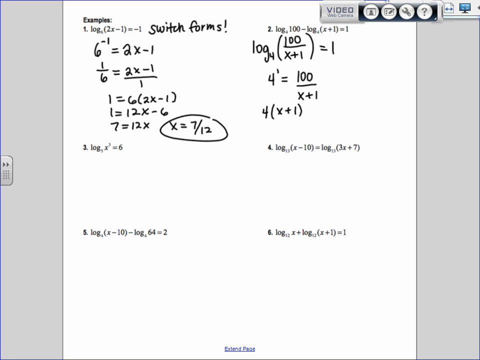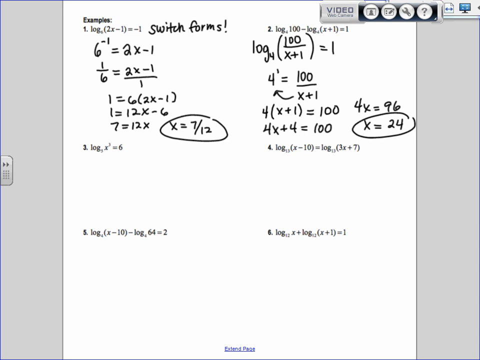But some of you guys like to see all the algebra stuff. So that's fine. You're going to multiply the x plus 1 over here, or cross multiply. So you get 4x plus 4 equals 100. You subtract the 4, you get 96. And divide, and you get 24. Good job. I just said the answer, though.